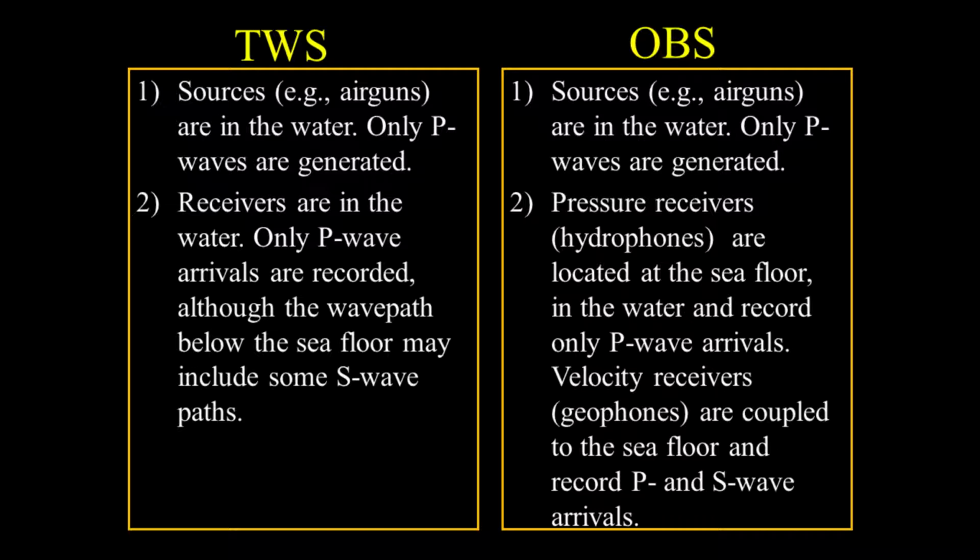In TWS, receivers are in the water. Only P wave arrivals are recorded, although the wave path below the seafloor may include some S wave paths. In OBS, pressure receivers, or hydrophones, are located at the seafloor, in the water, and record only P wave arrivals. Velocity receivers, or geophones, are coupled to the seafloor and record P and S wave arrivals.